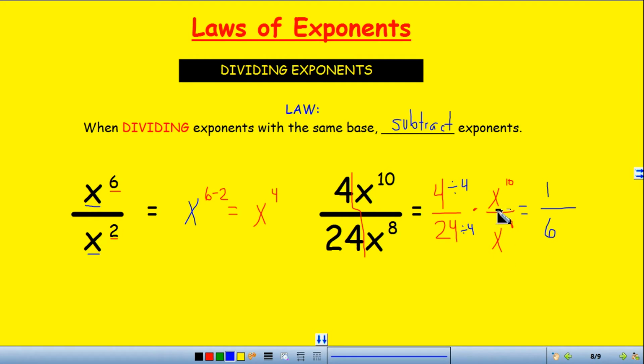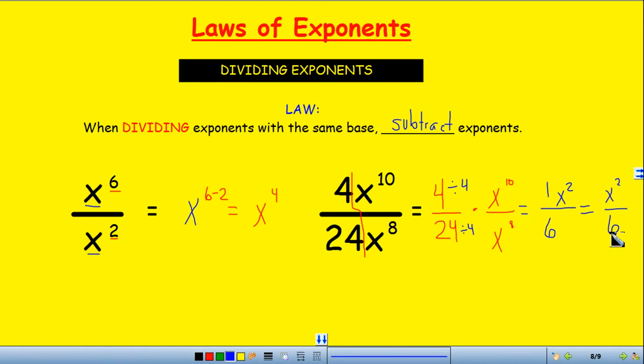In this portion here, we have x to the 10th divided by x to the 8th power. Now, going back to our laws of dividing exponents, when dividing exponents with the same base, we subtract the exponents. So we're going to keep the same base of x, and I'm going to put it in my numerator. And then we have 10 minus 8, which gives us 2. So our final answer, we don't necessarily need to write that coefficient of 1 because anything times 1 is itself. So that's going to give us x to the power of 2 over 6.